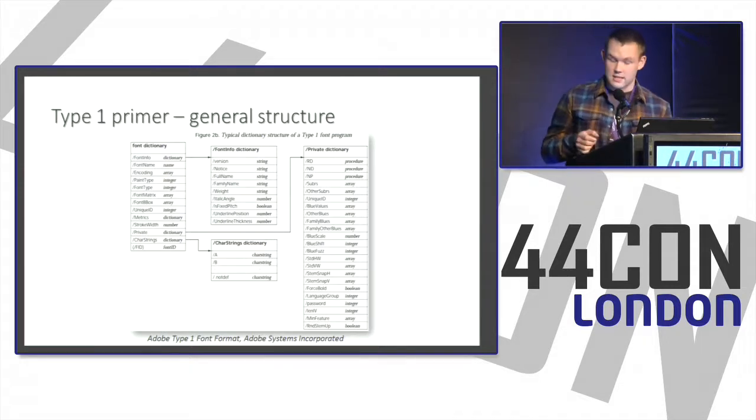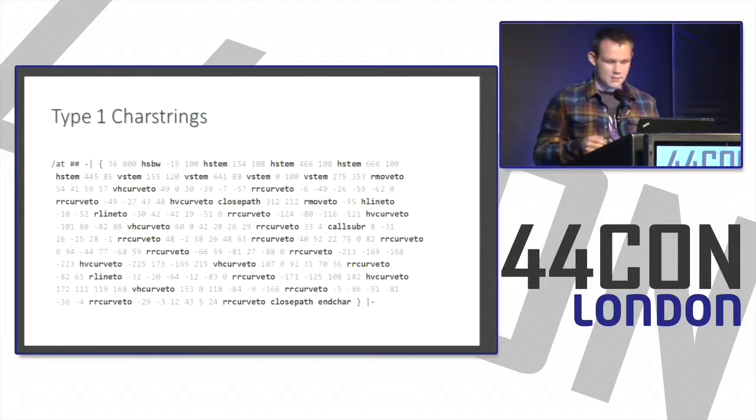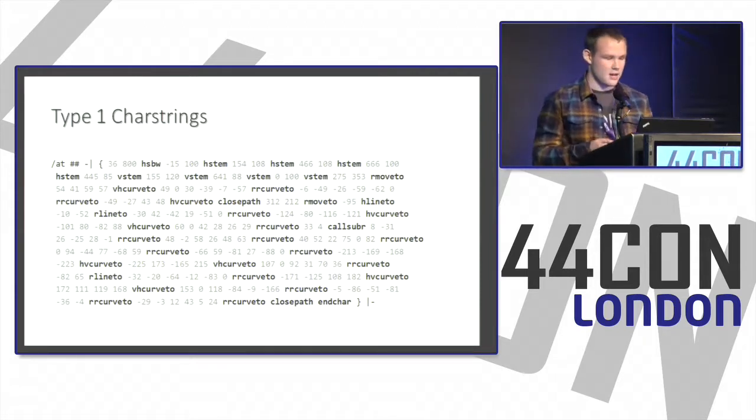And the last type of things that you can have in the dictionaries are charstrings, which are basically the programs that are executed by the font engine, which are responsible for actually drawing the outlines of the glyphs. So it's pretty simple overall. And here we have an example of what a charstring looks like. So it's basically like a PostScript program, as I said.